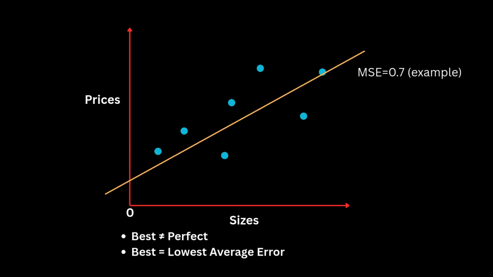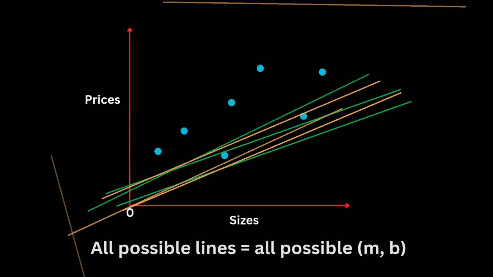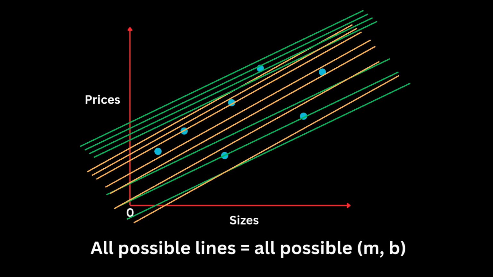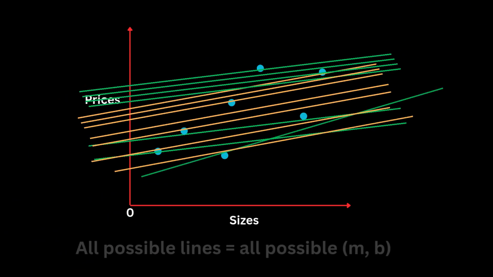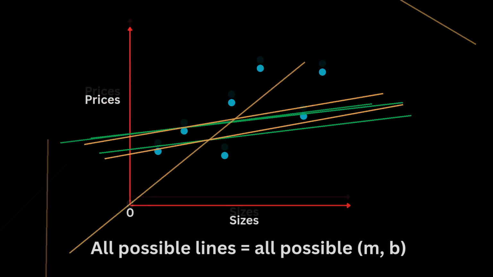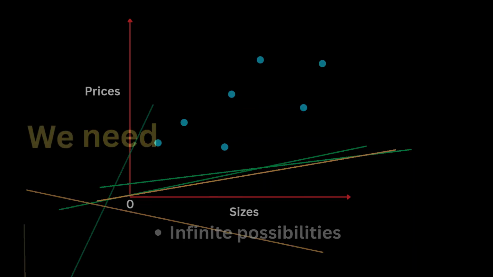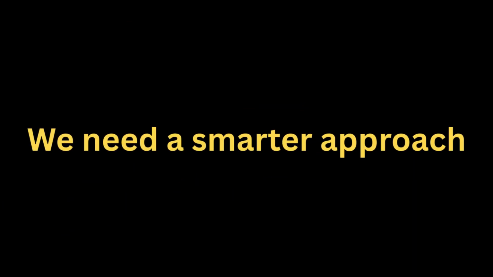The best line does not mean it passes through all points. It means, on average, it makes the smallest mistakes. That's what MSE measures. In theory, we could try every possible line. Change M, calculate MSE. Change B, calculate MSE. Repeat forever. But there are infinitely many lines. So we need a smarter way.